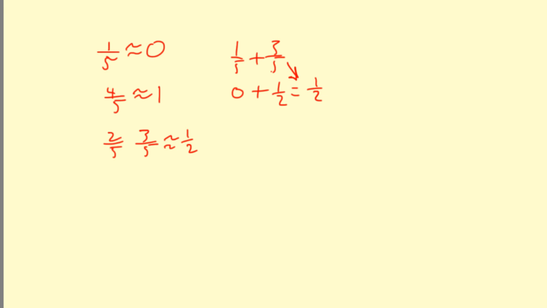This is just a mental math technique that can be used for an on-the-spot estimate before you actually do the calculation. Now, if you actually do the calculation, 1/5 plus 3/5, you add the numerators, which is 4, and the denominator is still fifths, so it's 4/5.